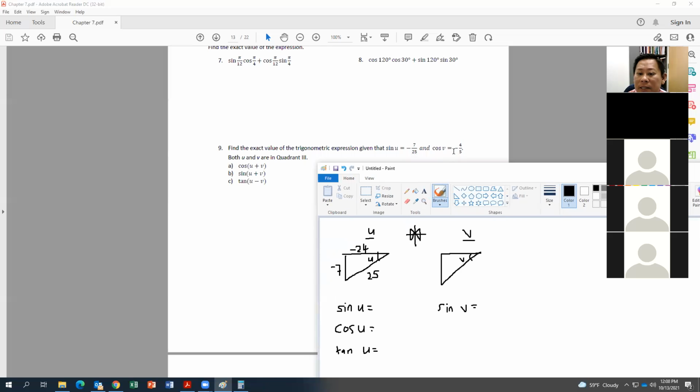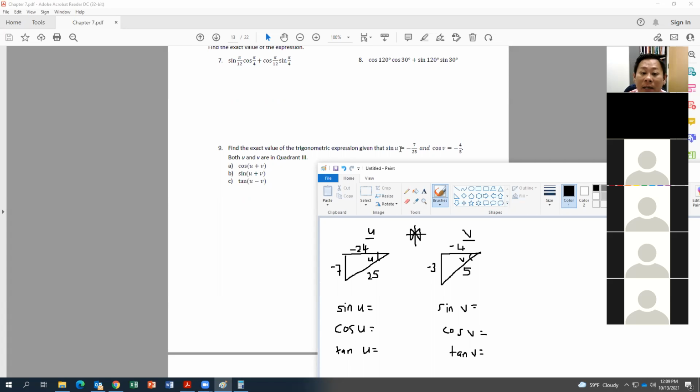So cosine V is -4/5. Can someone tell me what is the adjacent? Is it -3? No, adjacent is -4. Don't forget, cosine is adjacent over hypotenuse. What is your opposite? -3. Yep, don't forget the negative, very important. And what will be your hypotenuse? 5.